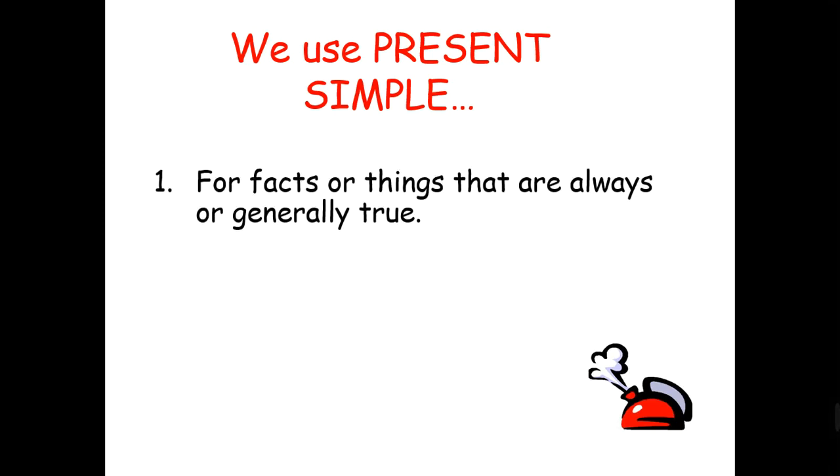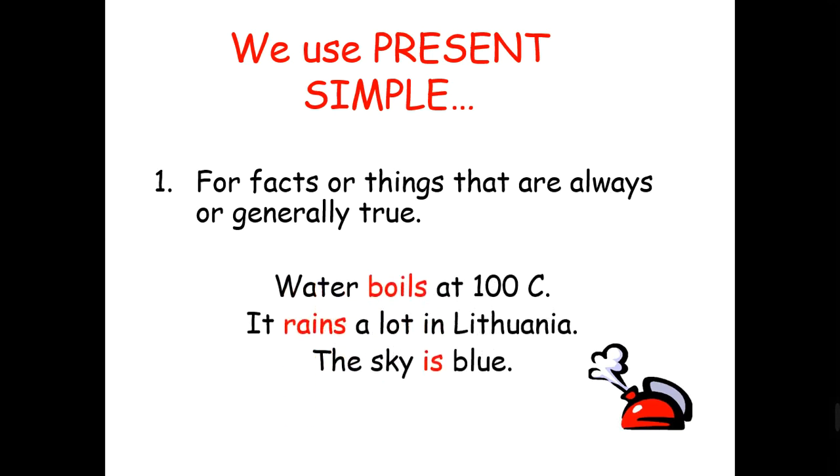So the first usage is for facts or things that are always or generally true, things that are right all the time. Like, water boils at 100 degrees Celsius. It rains a lot in Lithuania. The sky is blue. Now let's clarify these examples. The first one says water boils at 100 degrees. So that means this is a fact. It's a scientific fact that no one can argue against.